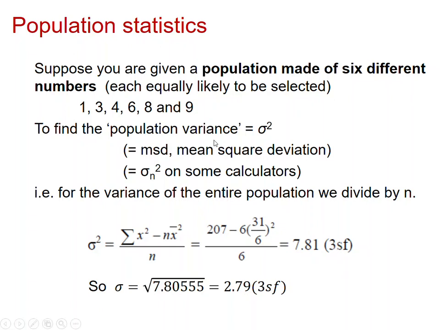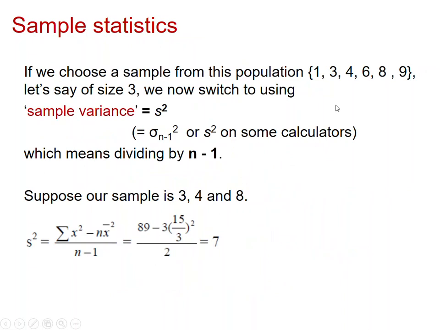If, however, we didn't have the whole population, so in this case we're only going to say that we had 3 numbers out of this population, and we want to find an estimate of the overall population variance and population standard deviation, we have here a small sample, 3, 4 and 8 from our population of 6. So we just have these 3, and we can calculate s squared, which is the same thing as before, the SXX, but this time over n minus 1, and this works out to be 7 in this instance.